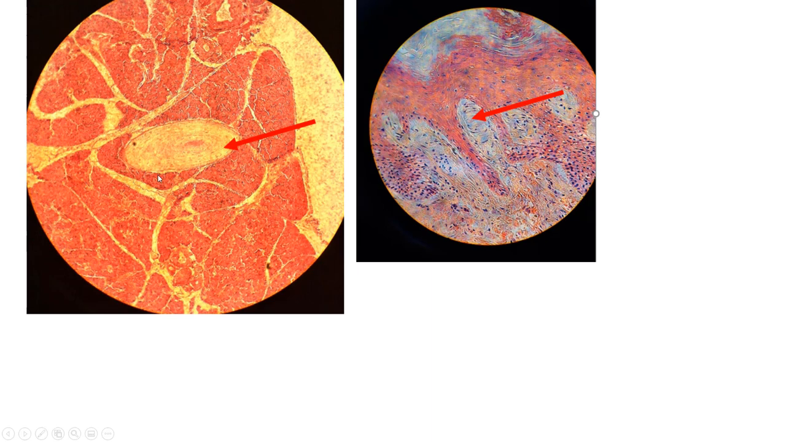And these should look familiar. Since we're talking about nervous tissue, we have to bring up sensory receptors again. Here's a Pacinian corpuscle, which responds to deep pressure and vibration. Here's a Meissner corpuscle in the skin, which responds to touch and feel.